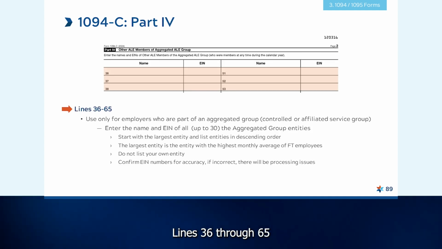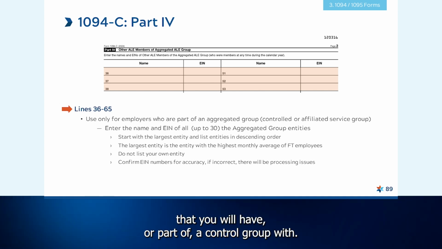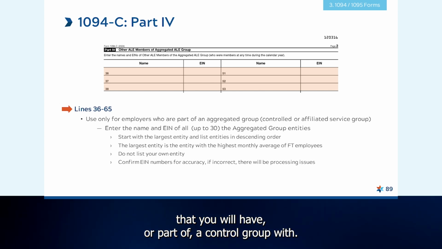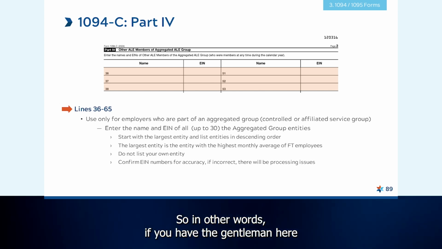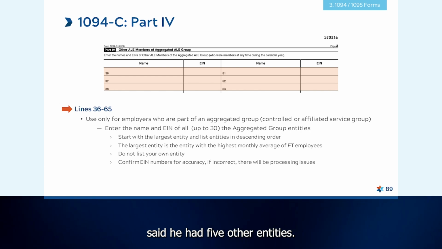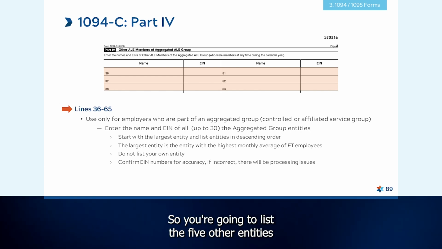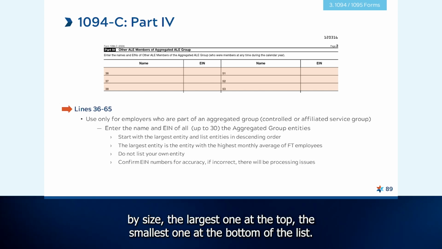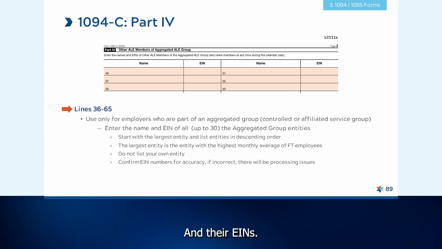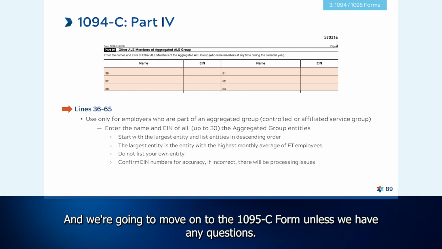Lines 36 through 65 are the equivalent of a list of the entities that you are part of a control group with. So in other words, if you have, the gentleman here said he had 5 other entities, you're going to list the 5 other entities by size, the largest one at the top, the smallest one at the bottom of the list, and their EINs. Okay, so that's the 1094C form, and we're going to move on to the 1095C form unless we have any questions.